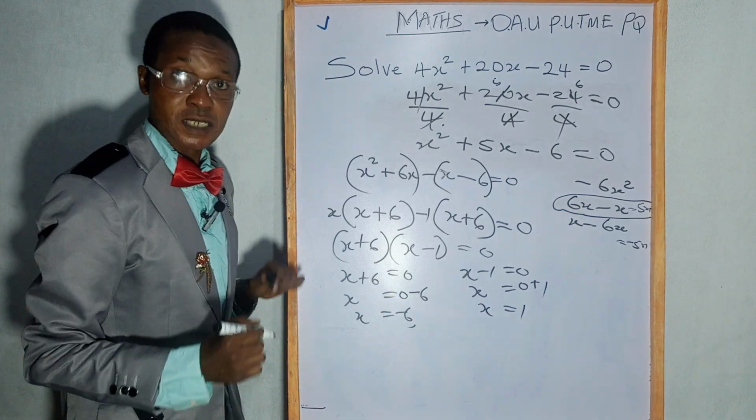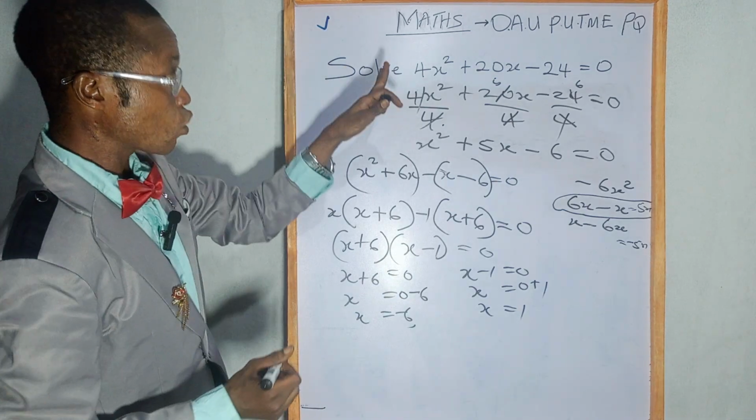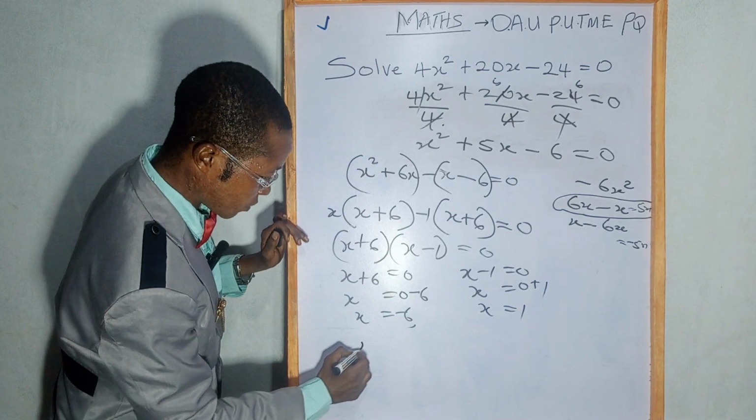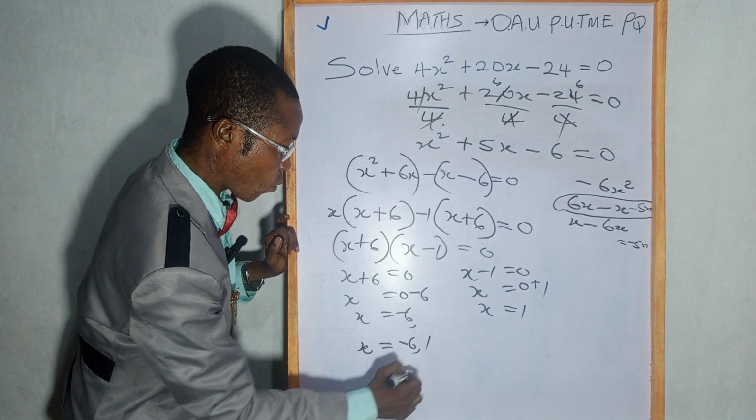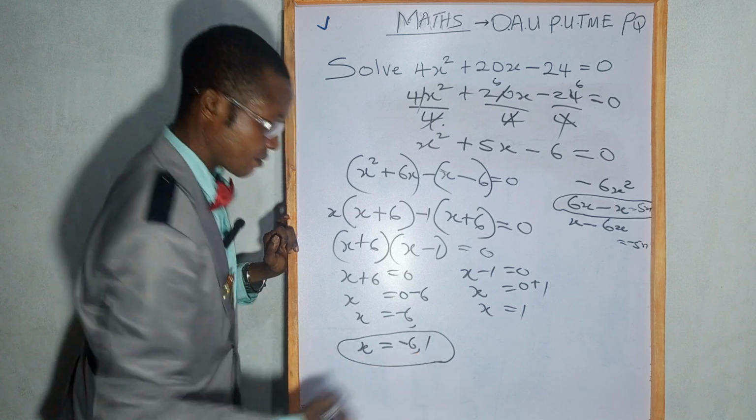Ladies and gentlemen, brothers and sisters, I tell you, the solution for this quadratic equation now becomes x is equal to minus 6, then 1. So that is your answer.